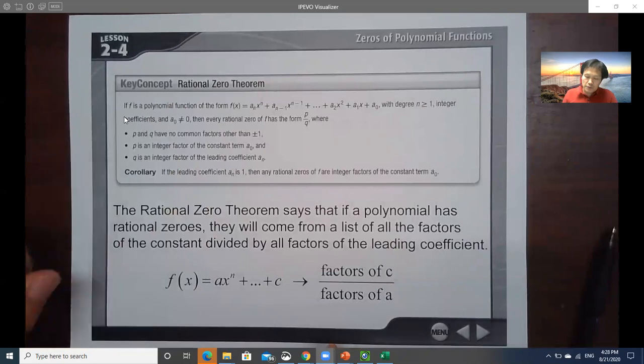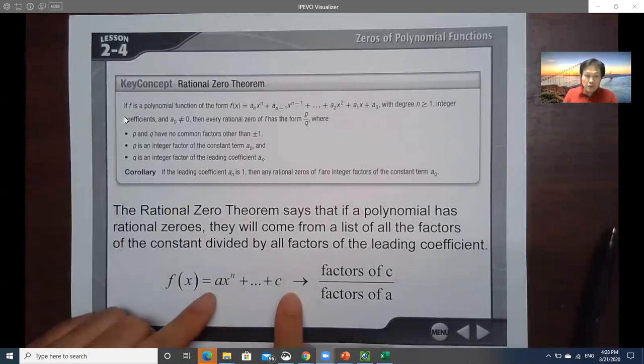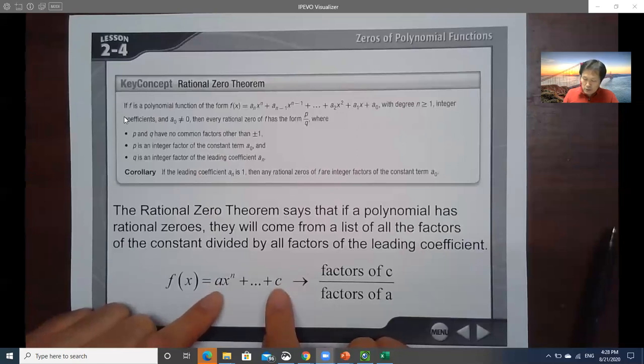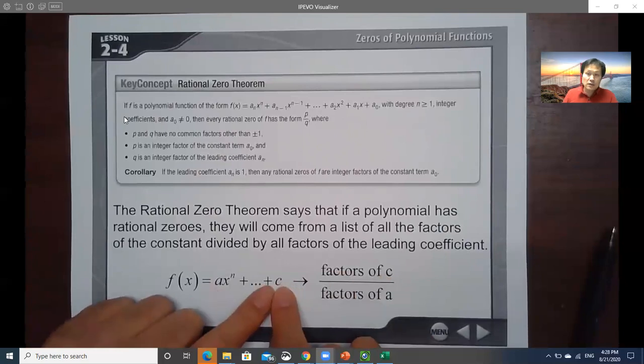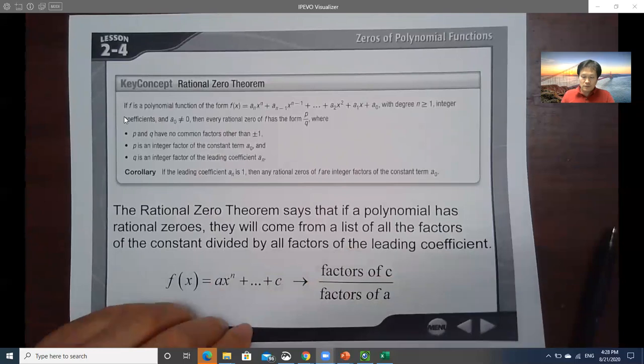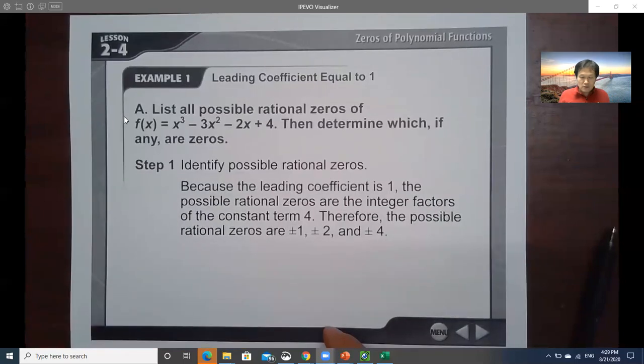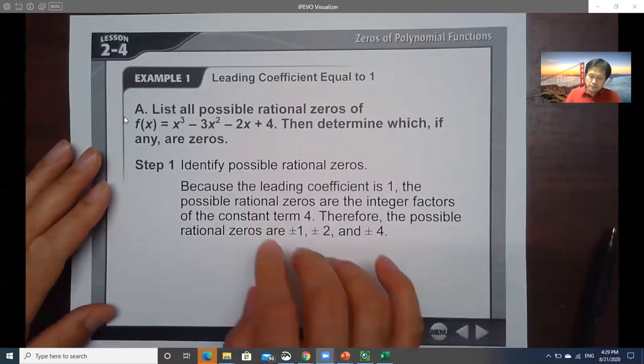The rational zero theorem: when you have a polynomial like this, with a constant and a leading coefficient, the factors of A, the leading coefficient, go to the denominator, and the factors of C, the constant, go to the numerator. So that gives the possible rational zeros. It might be easier if I give an example.